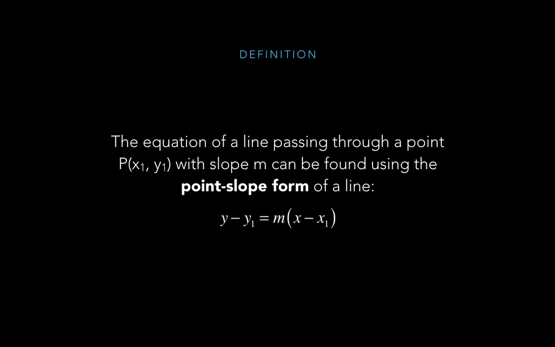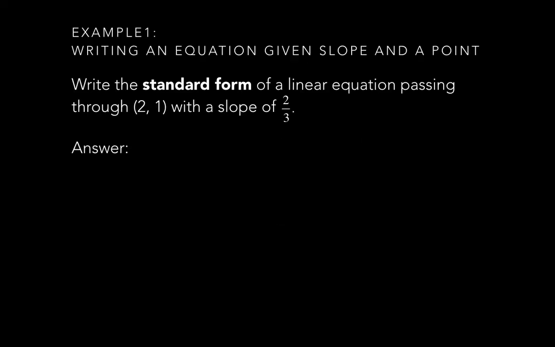This is our third form that we've seen. We've seen standard, we've seen slope-intercept, and now point-slope form. It's called point-slope form because it has a point and the slope in the equation. So it's really useful. And we're going to use an example now and work with that form.